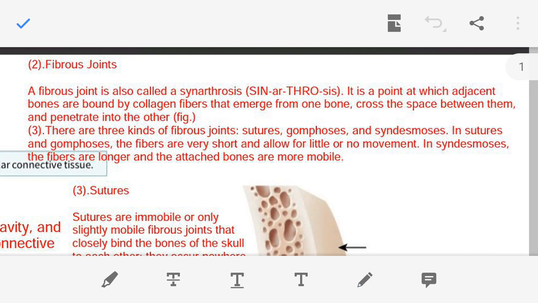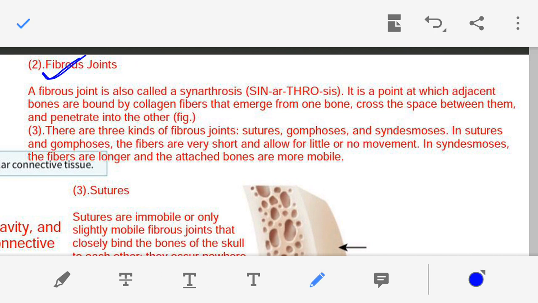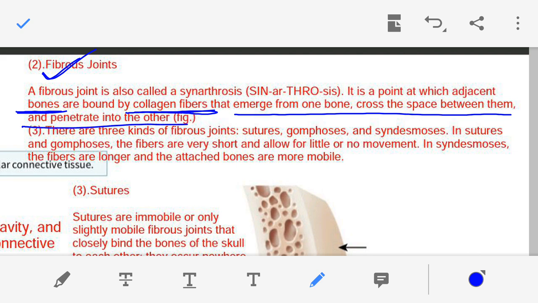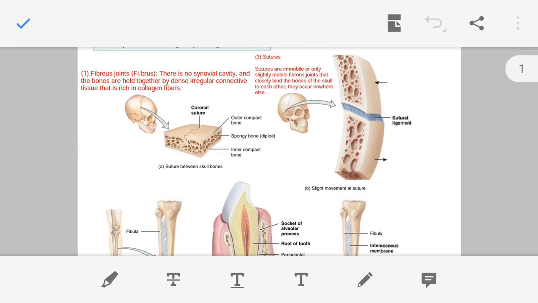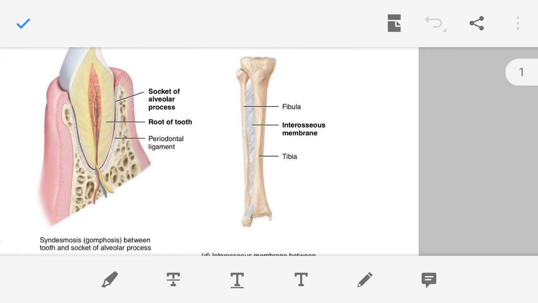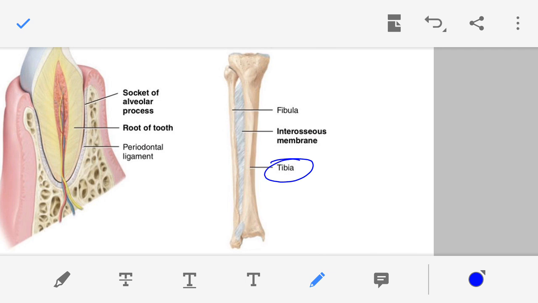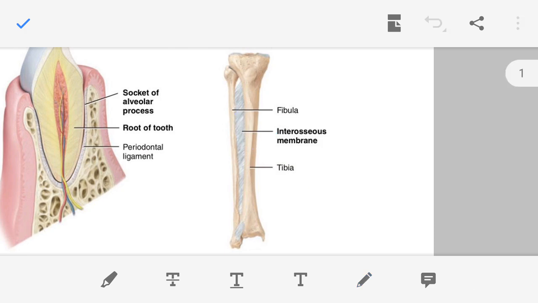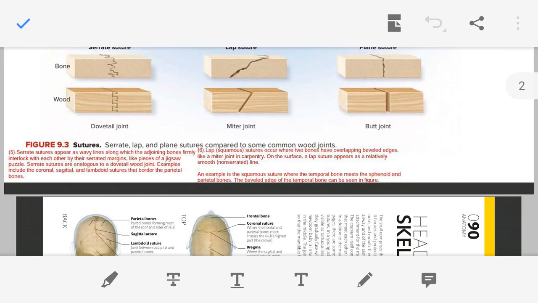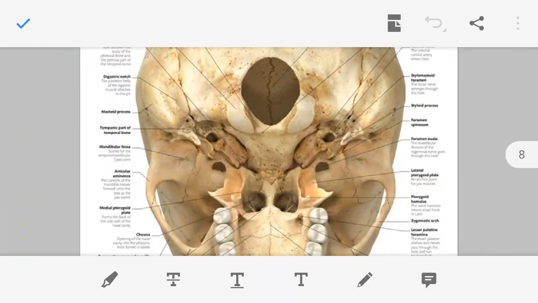Now here, what happens in this kind of joint? See, the two bones are bound together by the collagen fiber, and here all the detail you can go through, but I am directly explaining what they are saying. For example, this one is the tibia and this one is the fibula. Then also between the radius and ulna.